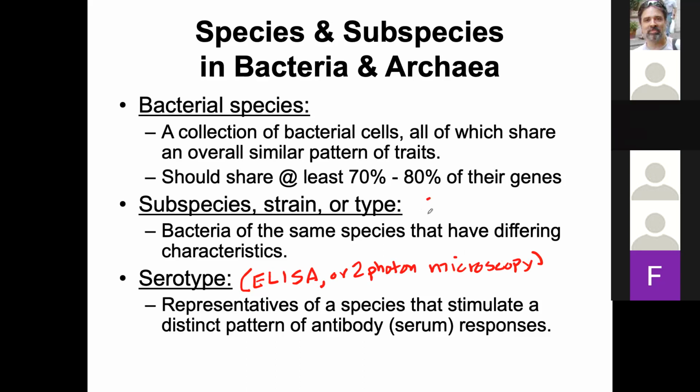Here we use biochemical and morphological clues, okay? And that is the same for the bacterial species as well, right? So this goes for both of these characteristic categories, all right?